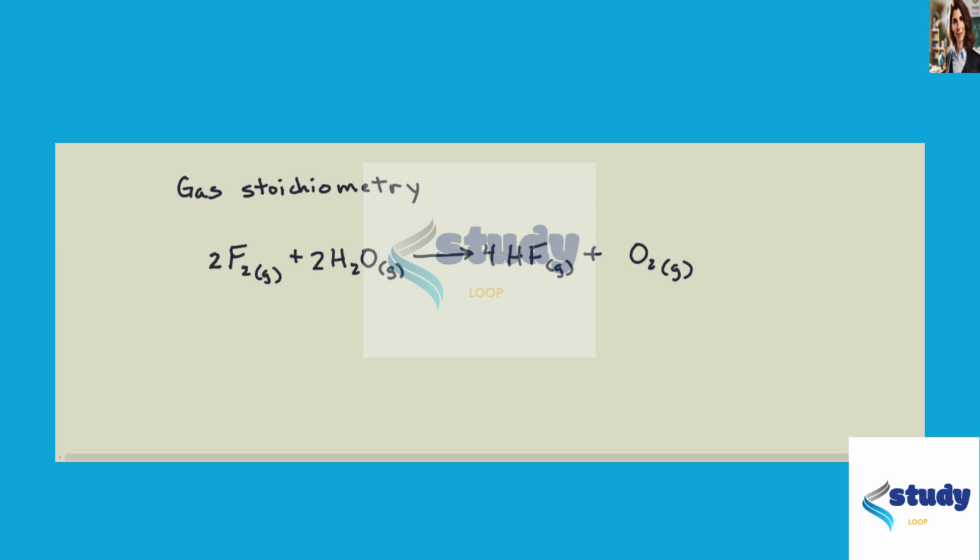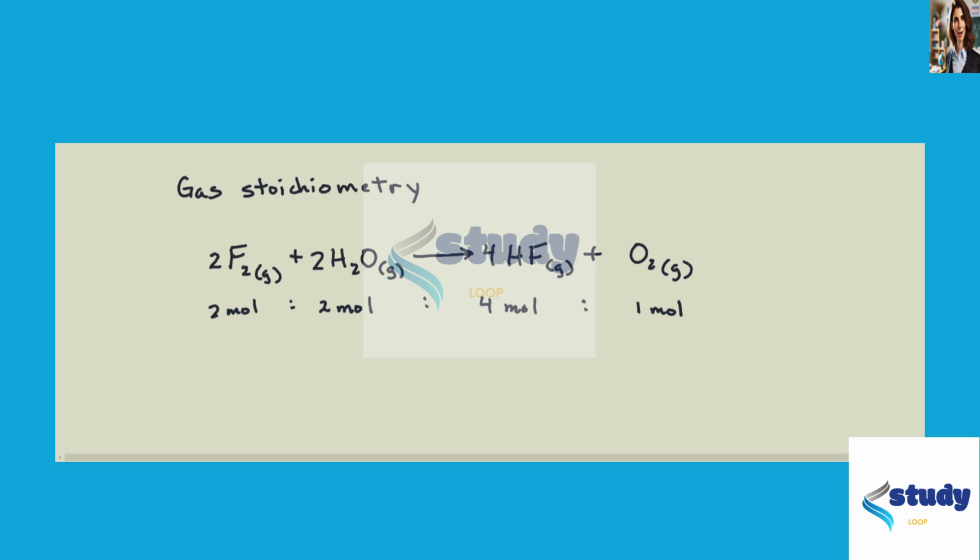All right, so this balanced chemical equation gives us a couple of things. One thing it always gives us is the mole ratio. So in other words, 2 moles of fluorine react with 2 moles of the water to produce 4 moles of the HF and 1 mole of the O2. So these numbers are coming from the coefficients, 2 to 2 to 4 to 1. When there's no coefficient written, it's understood that it's a 1.